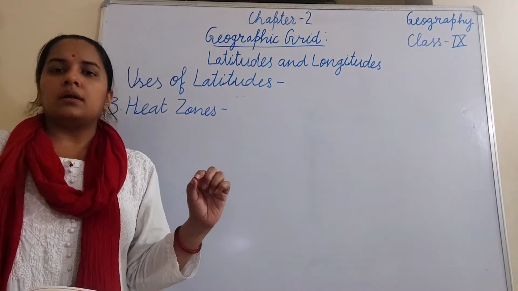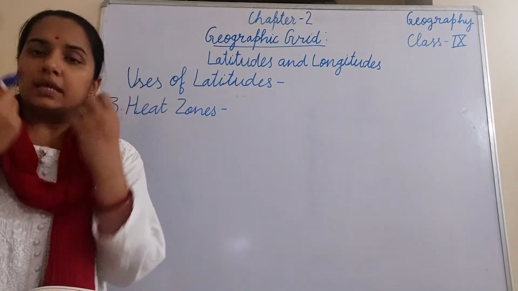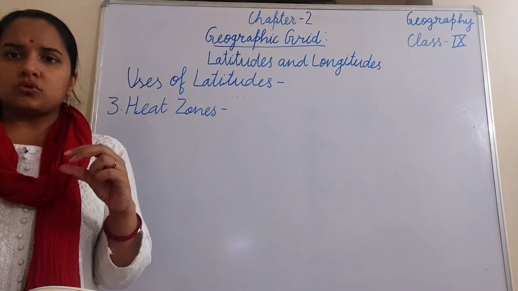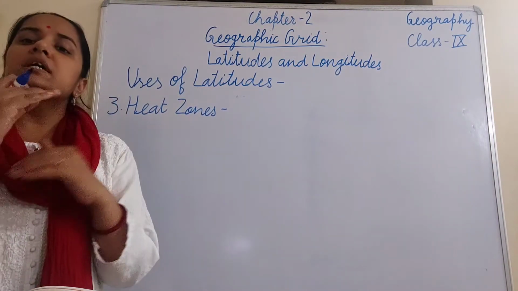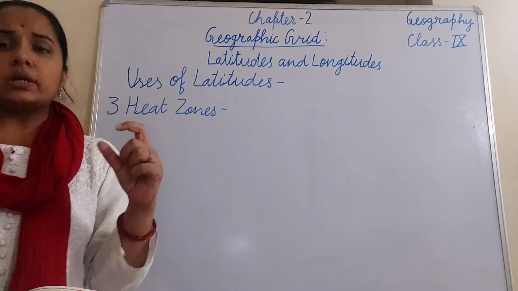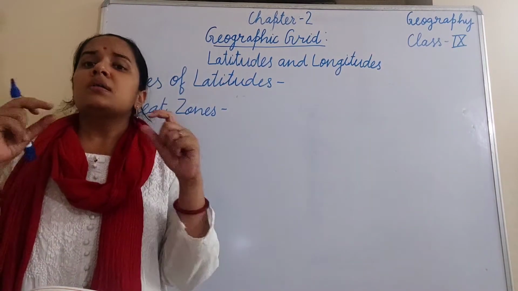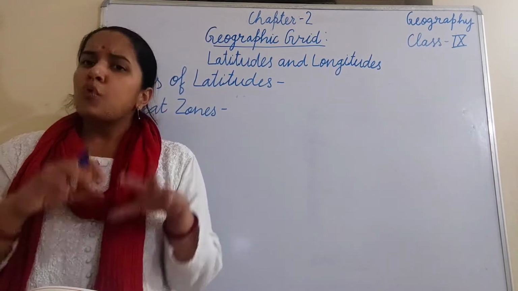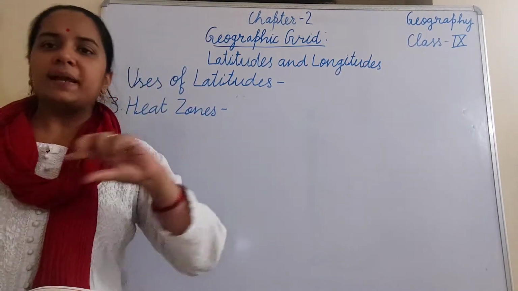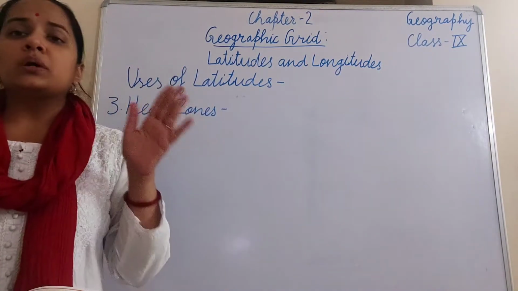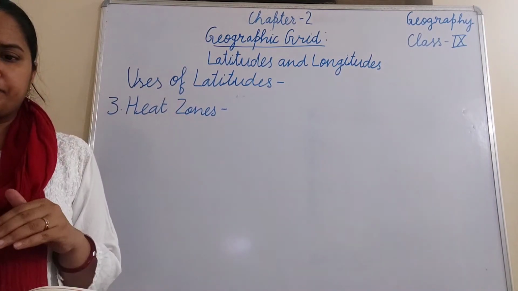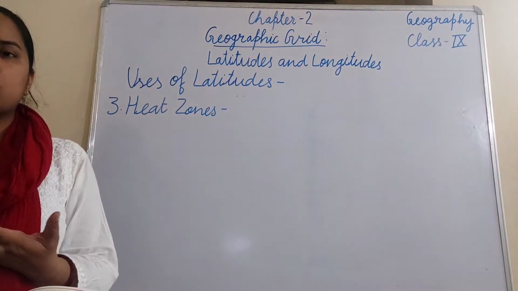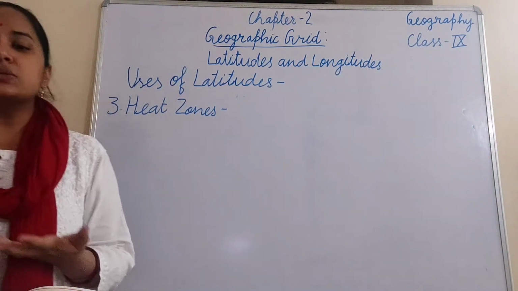When these lines divide the Earth into various heat zones or heat belts, it indicates the general climate of that particular region. If we are talking about a particular belt, the climate will not show a very sharp change. More or less, the climate of all the places lying in that belt will be the same. So this applies the principle of heat zones or thermal zones of the Earth.